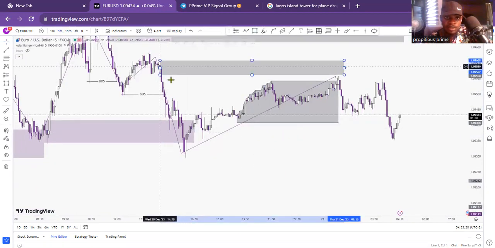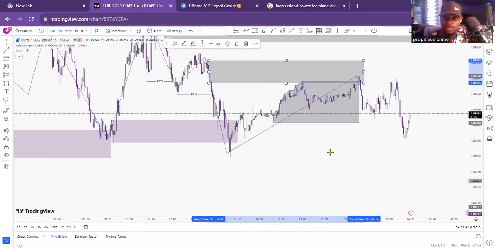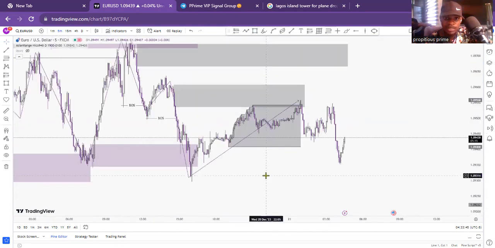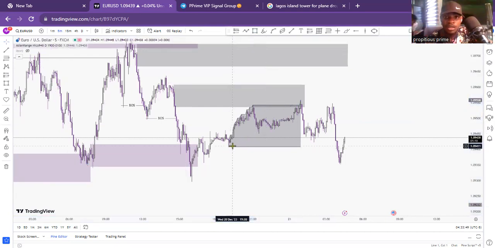I picked this zone here because of this imbalance that is here. But when I see an imbalance, I try to pick it as well because there's a high chance that the markets would come back towards that area to mitigate. So the moment I saw this, I said, okay, what do we have? What am I seeing? What are the things that I'm seeing that could actually make this trade look active to me?